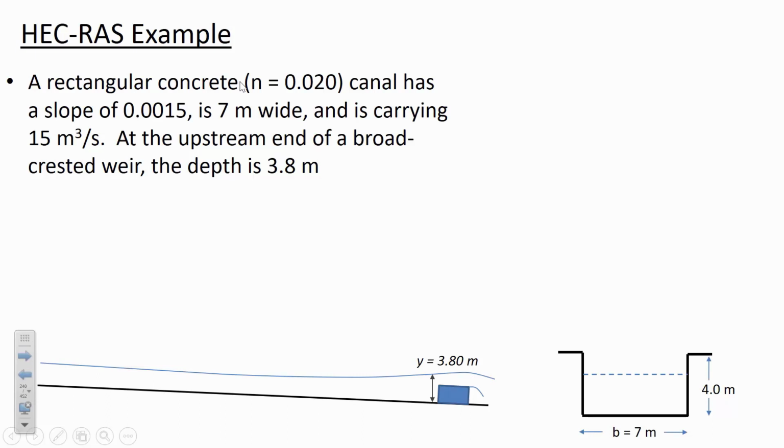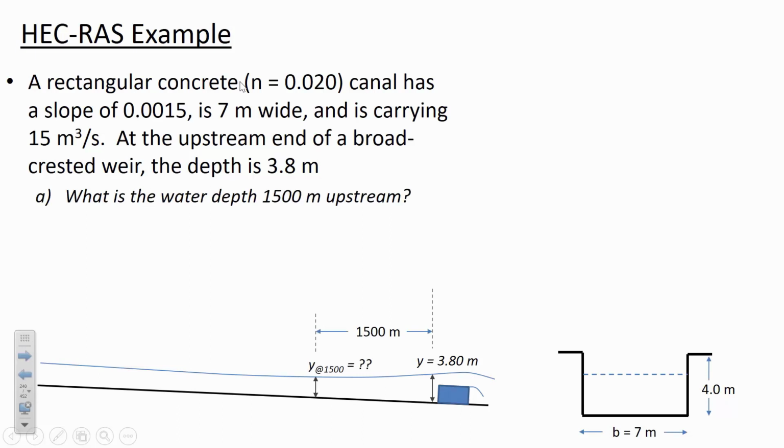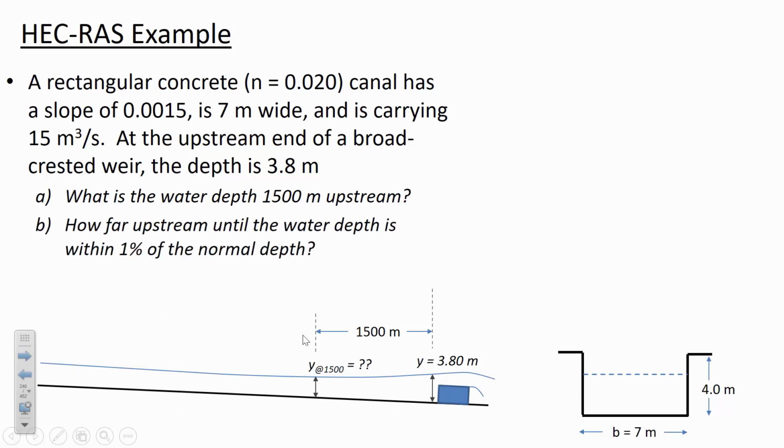So if we're going to be thinking about this rectangular channel, the things that we're going to be trying to find out are, first of all, in part A, if we go 1,500 meters upstream from the control point, how deep is the water? That's one thing that we're interested to find. And then the other is, how far do we have to go upstream until the water depth is within 1% of the normal depth? We say within 1% of the normal depth because if we said exactly equal to the normal depth, because of the way that the numerical solver works, you almost never really get back to the normal depth.